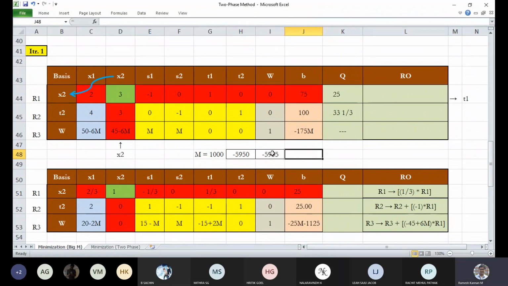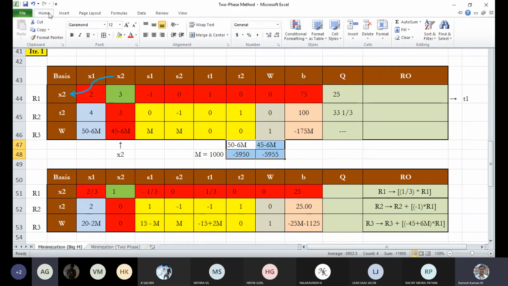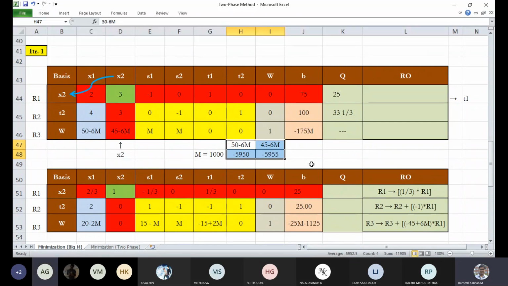It is 5955, so this is a more negative number. So that's why we choose 45 minus 6m, right? For clarity, I'm writing that 50 minus 6m. This is 45 minus 6m, right? So this is a very, very important thing that you should know.